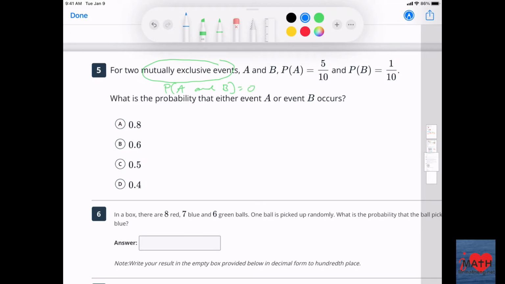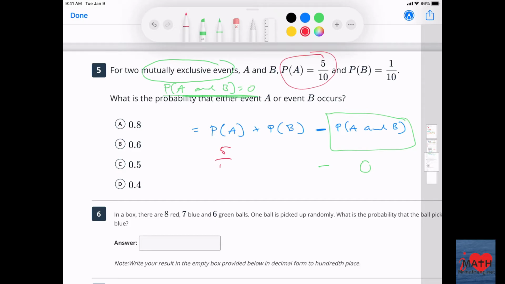So in this formula, you're going to have the probability of A plus the probability of B, and then minus the intersection or overlap, which is the probability of A and B. Well, we just said that it's equal to 0. So that doesn't do anything, right? And then A is 5/10, B is 1/10. So if you add those together, you're going to get 6/10, which is 60 over 100, which would be 0.60. So that would be choice B.